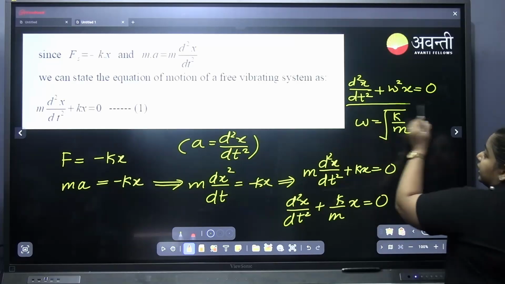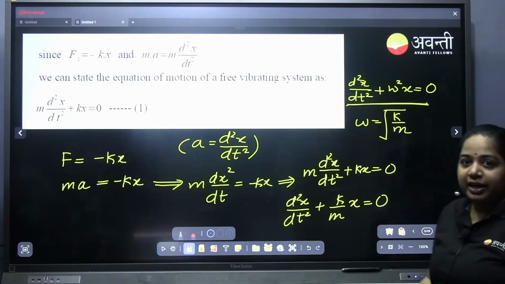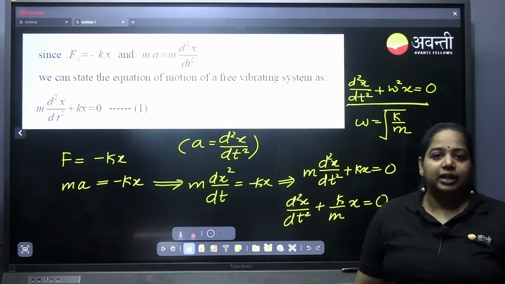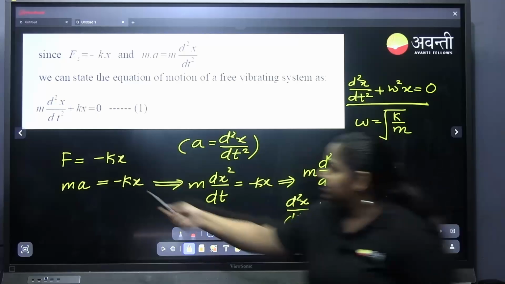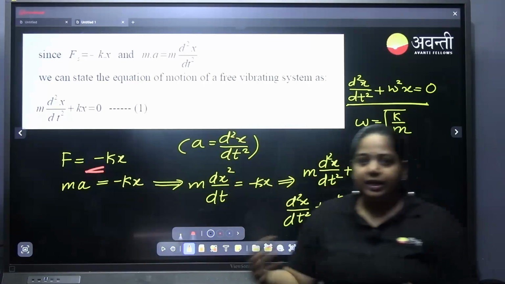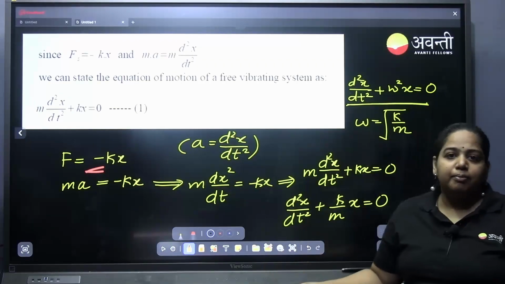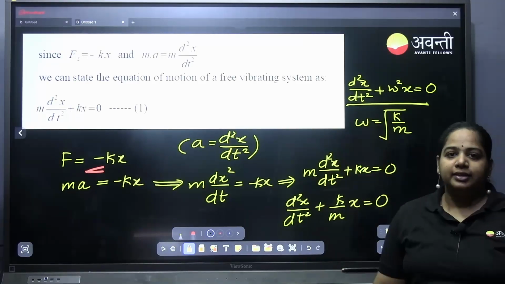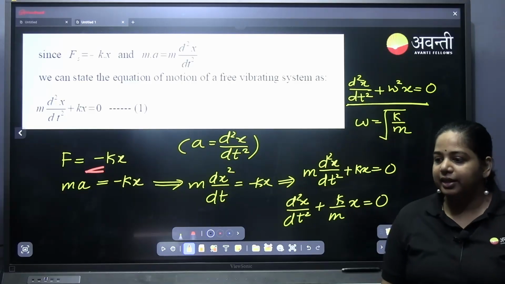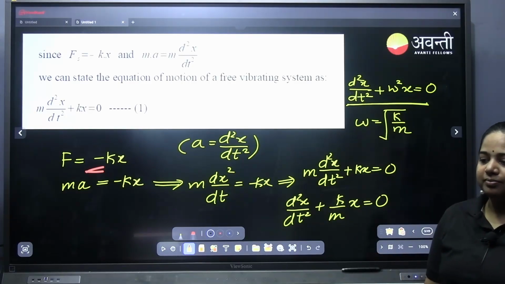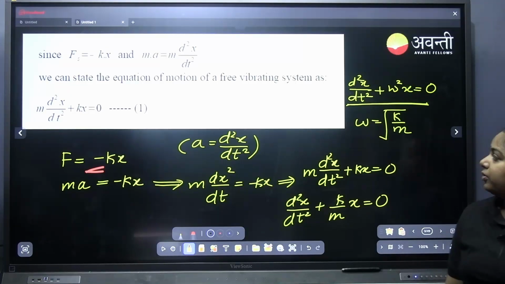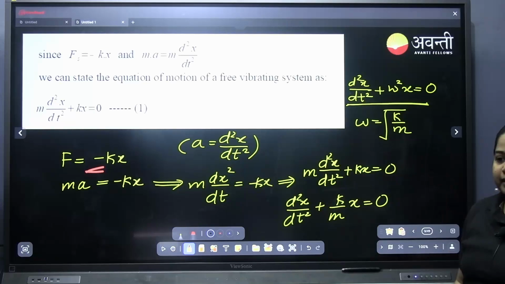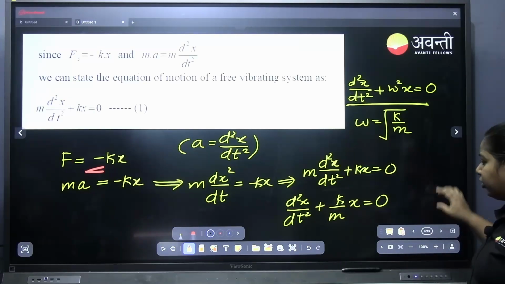So any equation which can be satisfied with this formula, such motions are called SHM. So this is our basic condition. Other than this, if any motion can be expressed in this equation, such motion is called simple harmonic motion. Is that clear? Okay, so from this we will get omega equal to root k by m. Till here I hope it's clear for all.